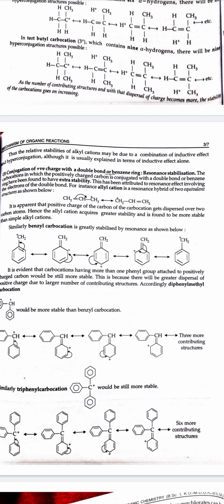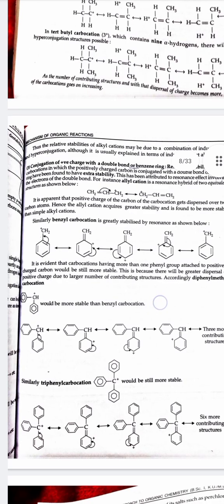It is evident that carbocations having more than one phenyl group attached to the positively charged carbon would be still more stable. This is because there will be greater dispersal of positive charge due to a larger number of contributing structures. Accordingly, diphenyl methyl carbocation.